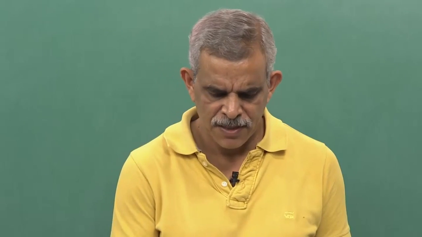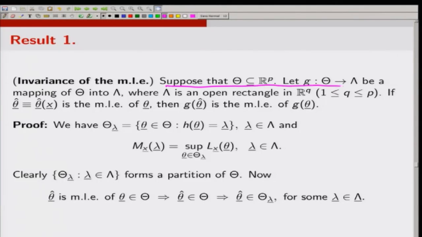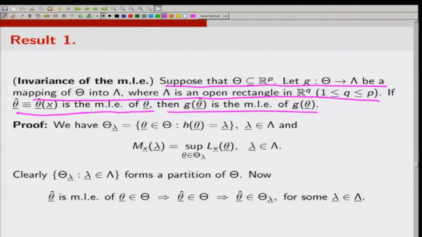So suppose that theta is a subset of R^p, let g be a function from theta to lambda, and lambda is an open rectangle in R^q. If theta hat is the MLE of theta, then g(theta hat) is the MLE of g(theta). The proof is very simple.